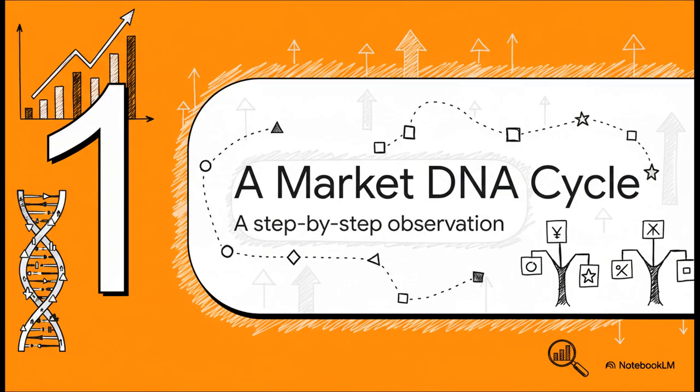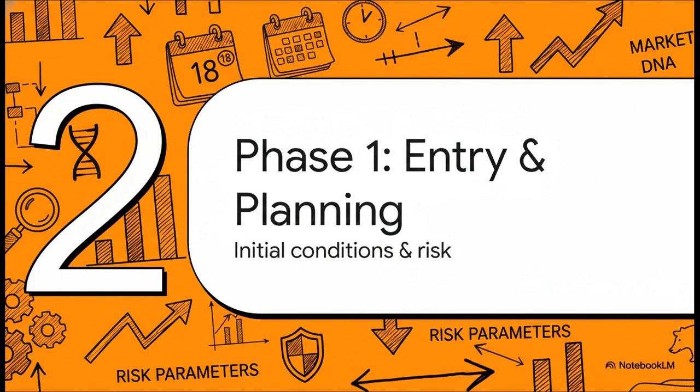Now, the documented path for this particular cycle follows a very specific sequence of phases, and we're going to explore them one by one. And that brings us to Phase 1, entry and planning. You can think of this as the blueprint for the entire cycle. We're looking at the plan just as it was established back on January 18th, 2026. This covers everything: the entry levels, the risk parameters, and even the potential targets.